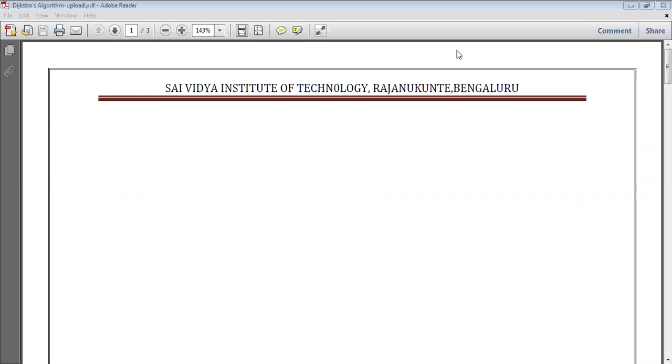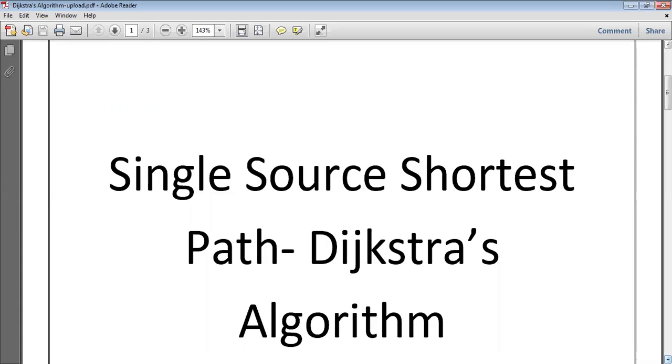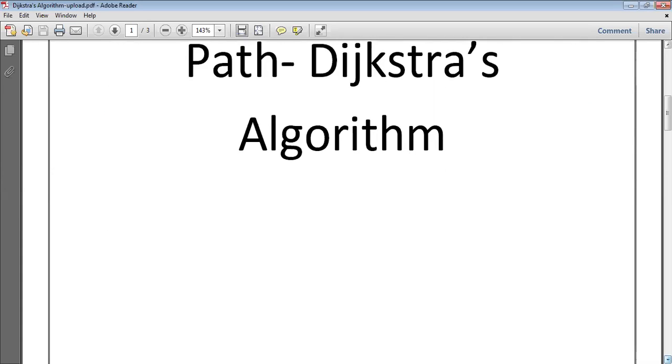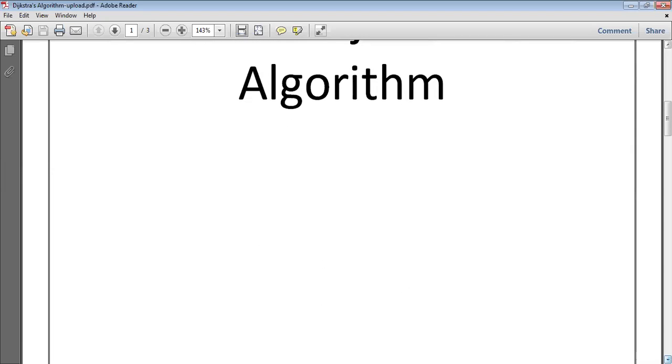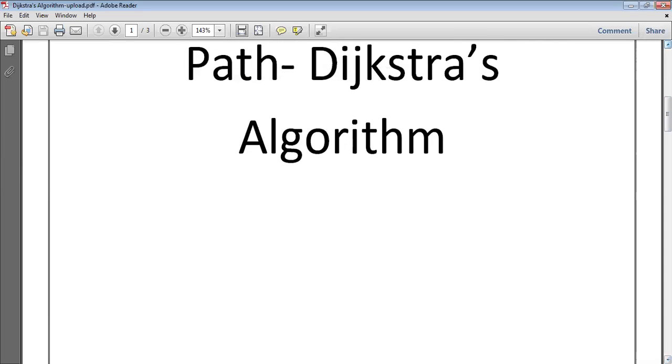Hello students, today we'll see the single source shortest paths algorithm, Dijkstra's algorithm. What actually is a single source shortest path? The single source shortest path problem asks for a family of paths, each leading from the source to a different vertex in a graph. Through some paths, many of course have edges in common.